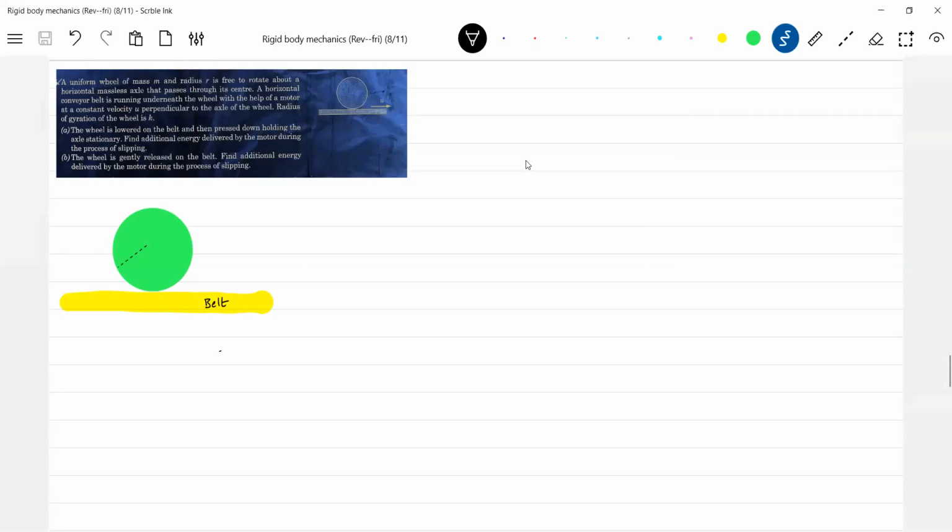Read the question. Now, the belt will have constant velocity. The velocity of belt will remain constant. Who will maintain constant? The motor. Do first part. We will see the second part.